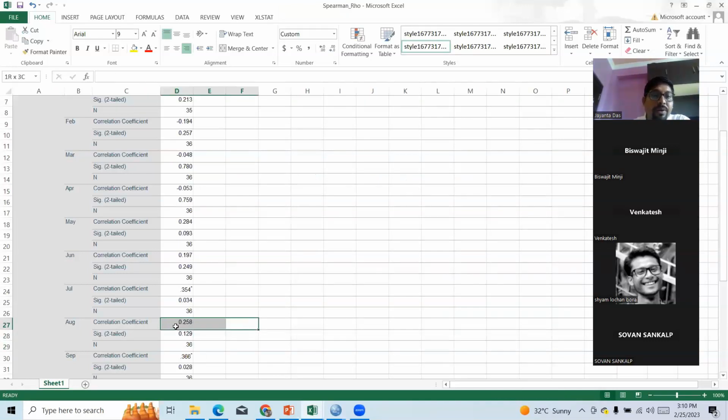But here, actually, this is positive. But it is not statistically significant. That's why we can say it is statistically not significant. So we can consider our trend like this way. One, no trend.